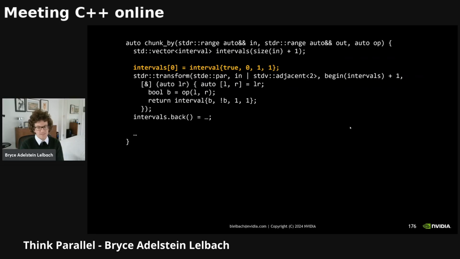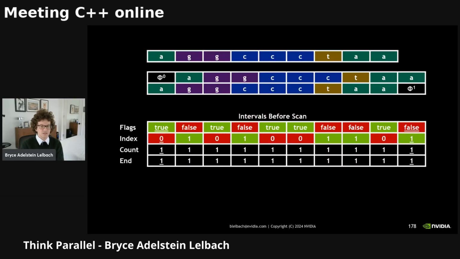For the first element, the left identity, we set flag to true because it does not represent the end of a chunk. And we set index to 0 because that's the index that we'll start writing to in the output. For the right identity, the last element, we need to end the last chunk. And so we set flag to false, which indicates a split. And we set index to 1, which indicates that this element does not belong to the same index as the prior element. With the addition of the special identity values, we have our completed initial state for intervals.